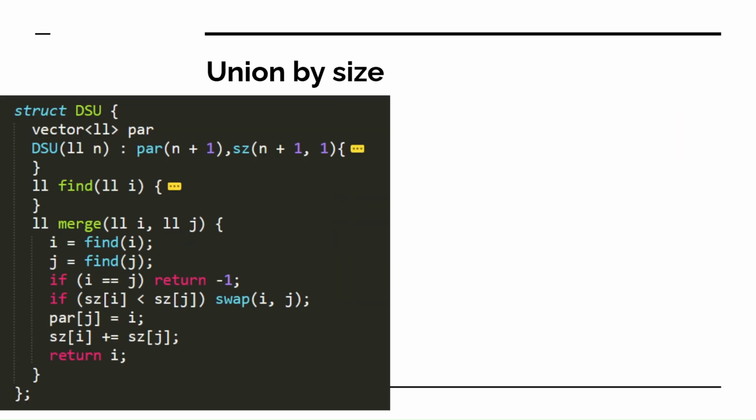Let's see the second, that is union by size. Here we need to update the merge function. So these two lines are the same. If the second line is also the same, now we are just storing the size of each tree. So within each root node, we are going to store the size of the tree to which this root node belongs.